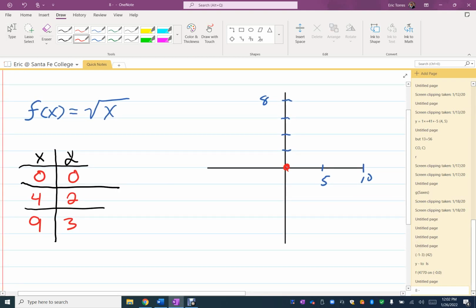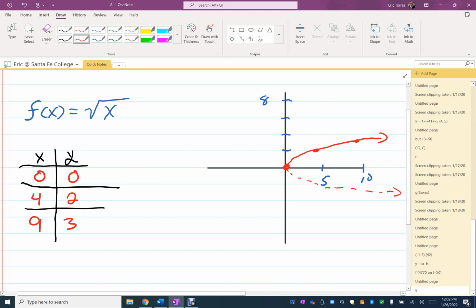This is my starting point, 0, 0, and let's say 4, 2 would be about here, and 9, 3 would be about here, and this is what my half parabola looks like. And again, I say it's a half because the other half would look like this if I had it, but I do not. I only have half of it.